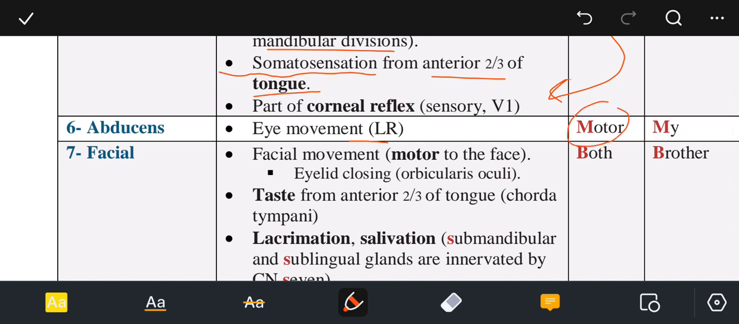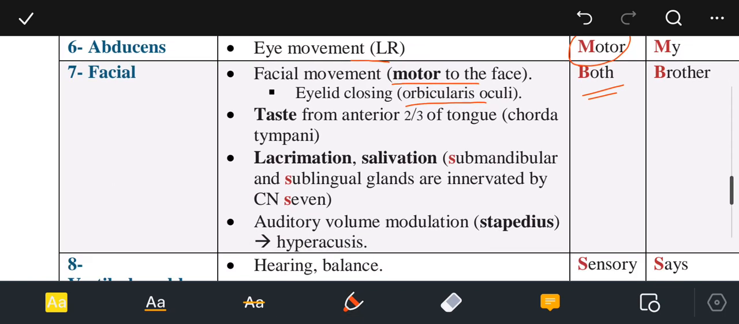The facial nerve, facial movements. The facial nerve is also a mixed nerve because it contains sensory as well as motor components. By the way, it is mostly motor. The sensory component is a small part of the facial nerve. So facial movements, that is motor to the face, eyelid closing and orbicularis oculi, taste from the anterior 2/3 of the tongue, this is special sensation. Then lacrimation and salivation, that is, the submandibular and sublingual glands are innervated by cranial nerve 7. Now you must remember that the submandibular and sublingual glands are being innervated by cranial nerve 7.